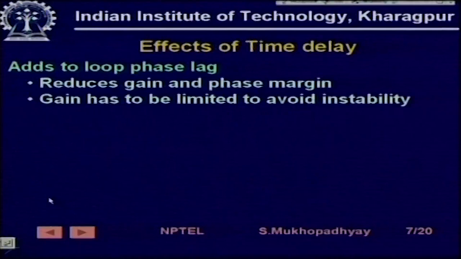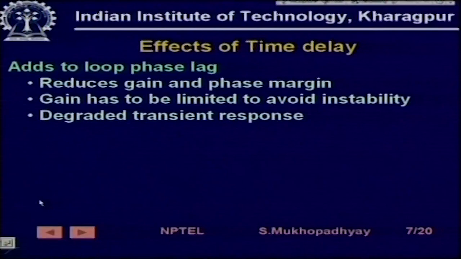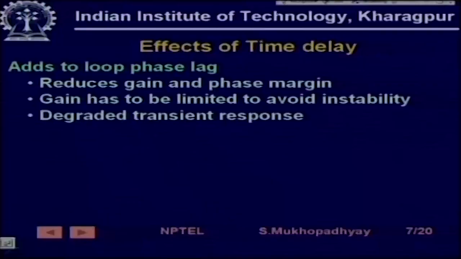So how does it reduce gain and phase margin? We will see that. It also says that the gain has to be limited to avoid instability. Obviously, if your gain margin is reduced, then the allowable level of gain becomes lower. So you must use a lower gain. Now, whenever we use a lower gain, the problem that comes is that you have a degraded transient response.